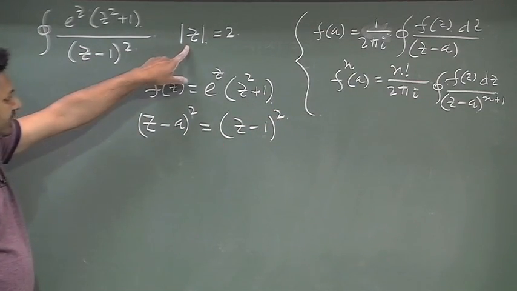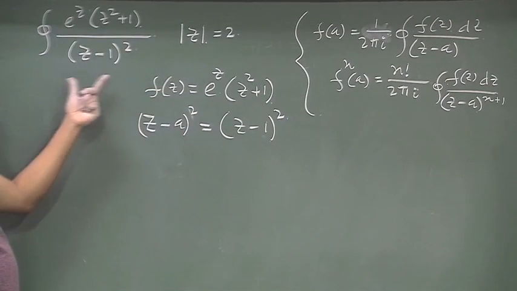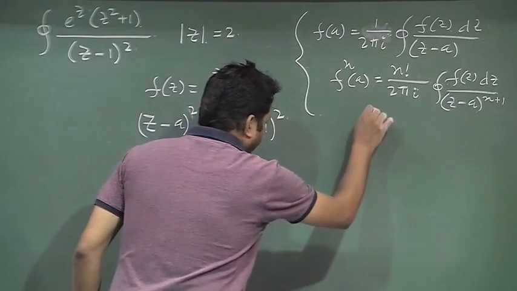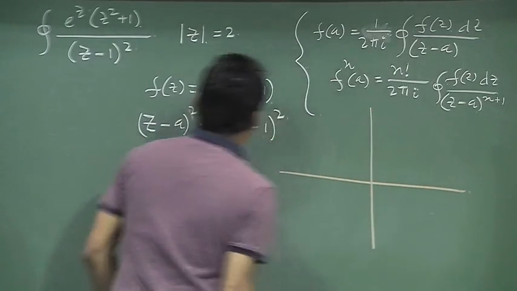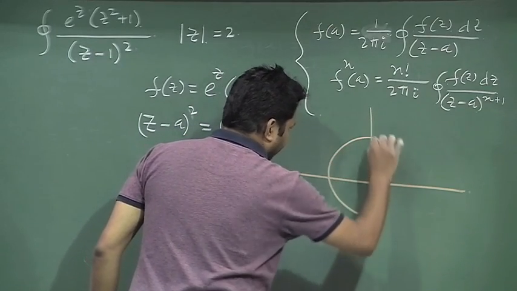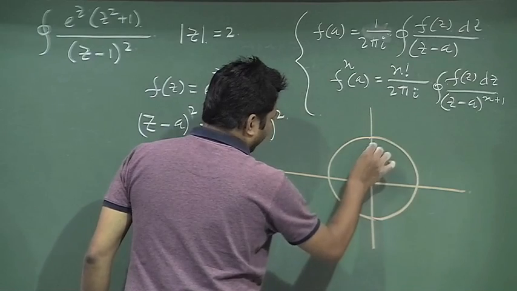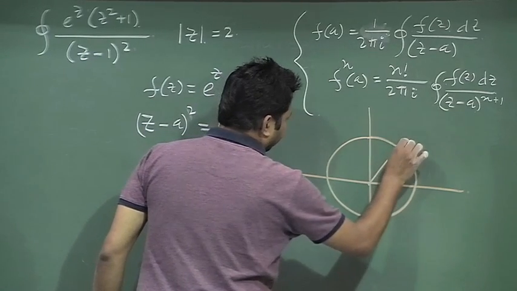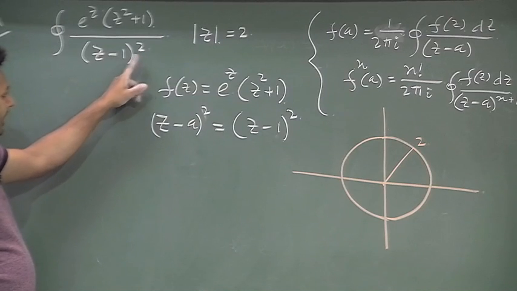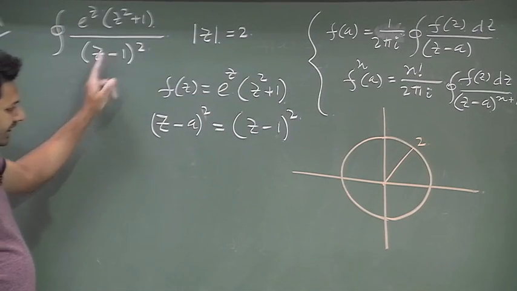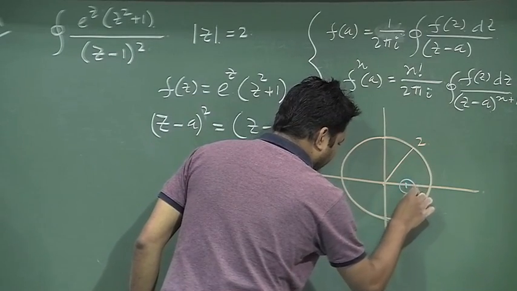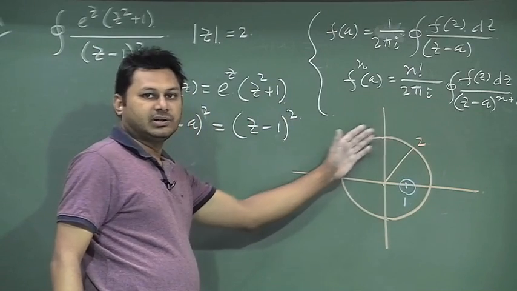Now, first we need to check whether the function is analytic over this region or not. So, this region first we need to draw. Let me draw it here. Mod of z equal to 2 means which region are they talking about? They are talking about a region with z equal to 0 as the center and radius 2. Now, where is my a? Z minus 1 squared. So, a is 1. This is the point 1, which is inside the region that is given.